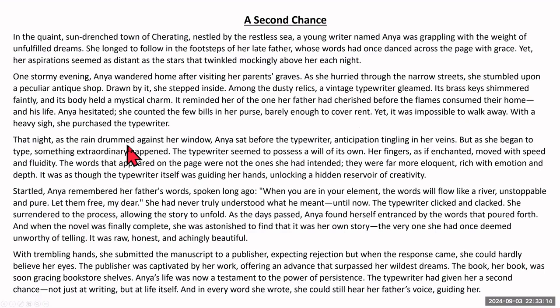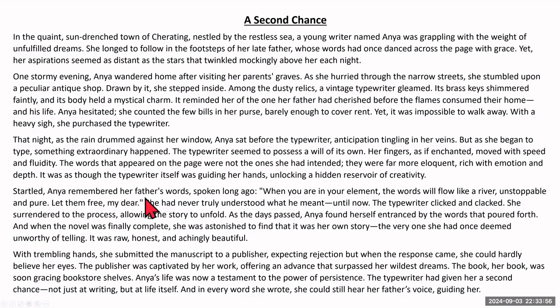That night, as the rain drummed against her window, Anya sat before the typewriter, anticipation tingling in her veins. But as she began to type, something extraordinary happened. The typewriter seemed to possess a will of its own. Her fingers, as if enchanted, moved with speed and fluidity. The words that appeared on the page were not the ones she had intended. They were far more eloquent, rich with emotion and depth. It was as though the typewriter itself was guiding her hands, unlocking a hidden reservoir of creativity.